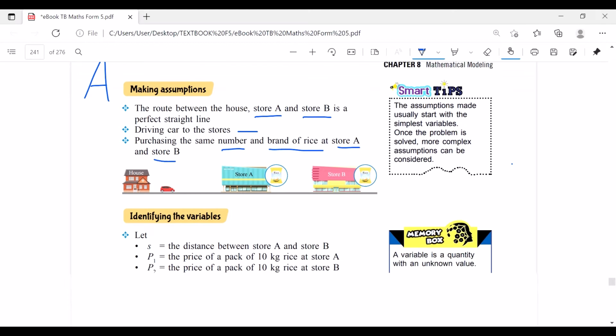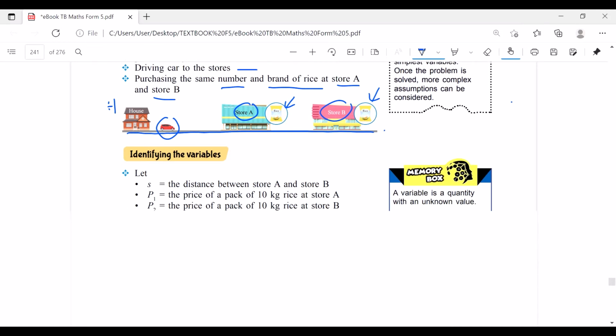Okay, so let's say this is your house, and then you use your car. This is store A with the same brand, and this is store B. That's why you have to make the assumption that it is a straight line. Okay, next you have to identify the variables.